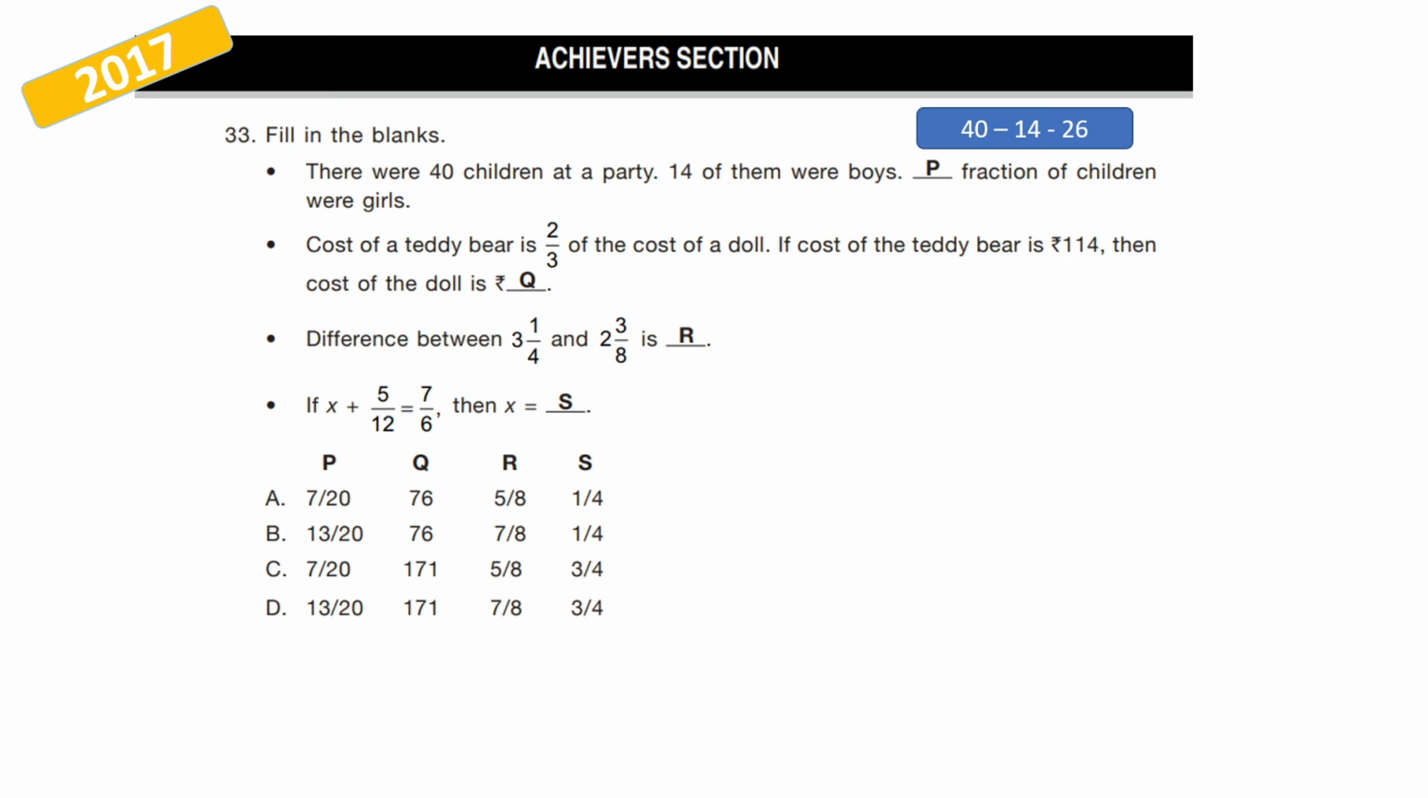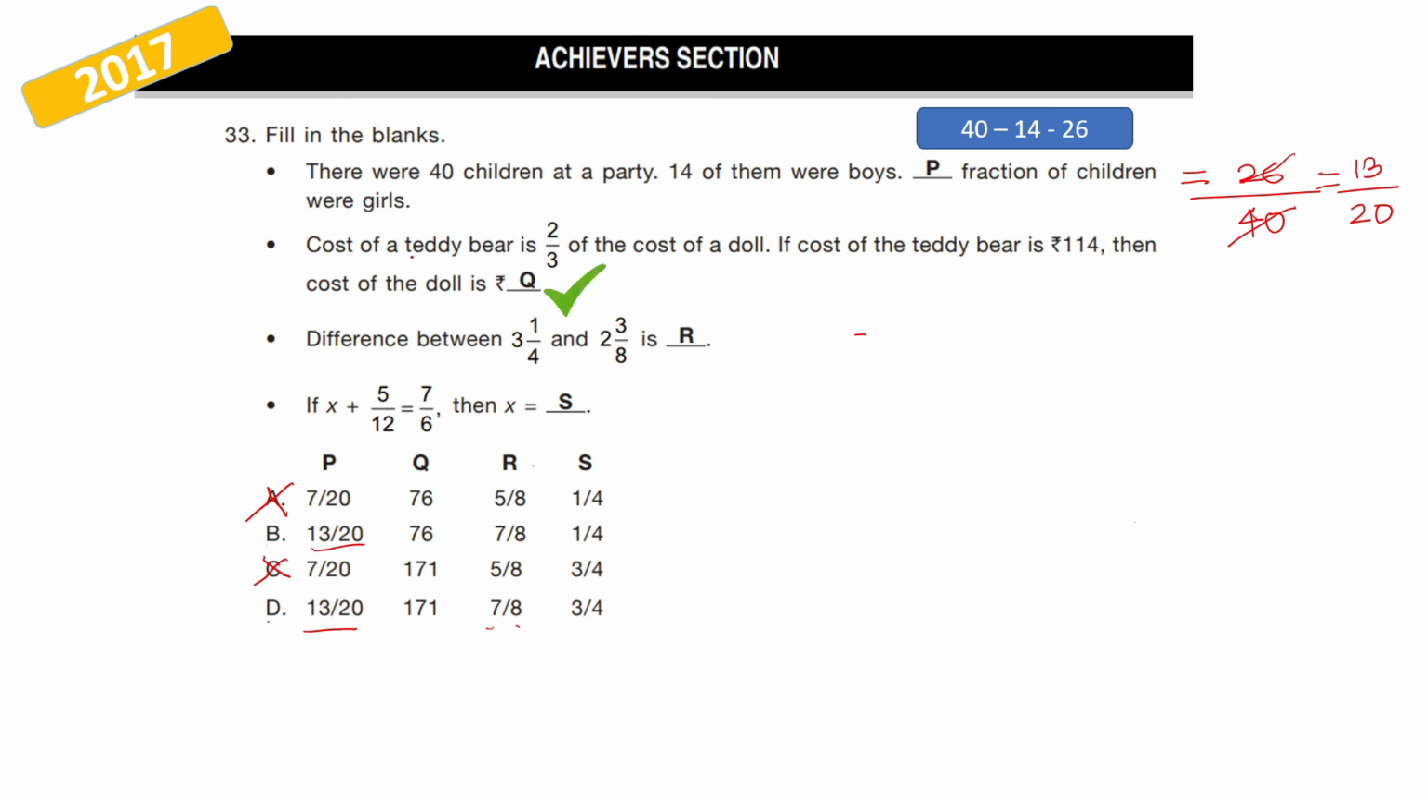Now if this is 26, the fraction is nothing but the total number of girls upon the total number of students, which is 40. Now let's reduce this by 2. So this will be equal to 13 by 20. So we get our P to be 13 by 20. So C and A are out of the answer race. Now when you look at these options, we have to choose the right one between B and D. And if you notice, the R in B and D is also the same. So don't solve the R question. Rather solve Q or S. Let's solve Q.